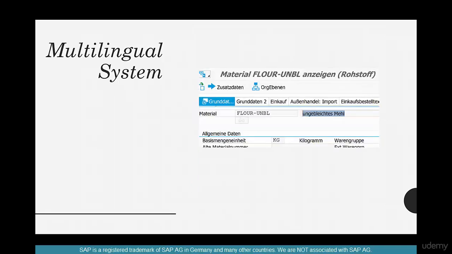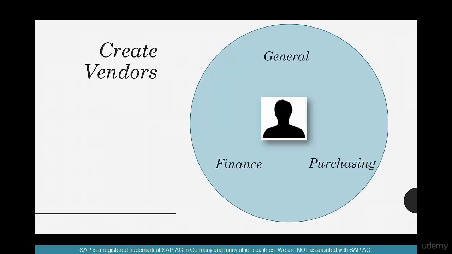So we have seen that SAP is a multilingual system, meaning, for example, we can specify the description of that material in different languages. So this is what flower means in German, and we can specify that here in different languages. Depending on the login language of the user, SAP will show them the corresponding descriptions, and when you print the POs, it prints in the corresponding language.